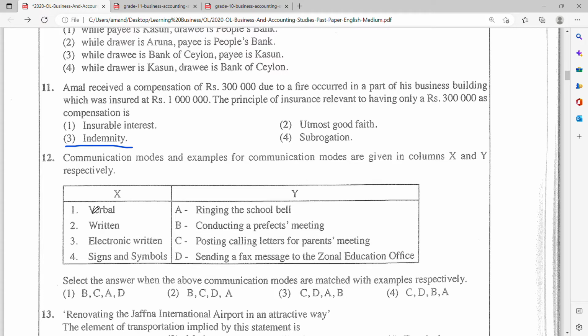So answer is C. So let's jot it down here. First order was B. Then we had C. Electronic written. Ringing the school bell, it's not electronic written. It's sign and symbol. So finally that would be A. Electronic written is sending a fax message to the zonal education office. So order is B, C, D, A. Answer will be 2.